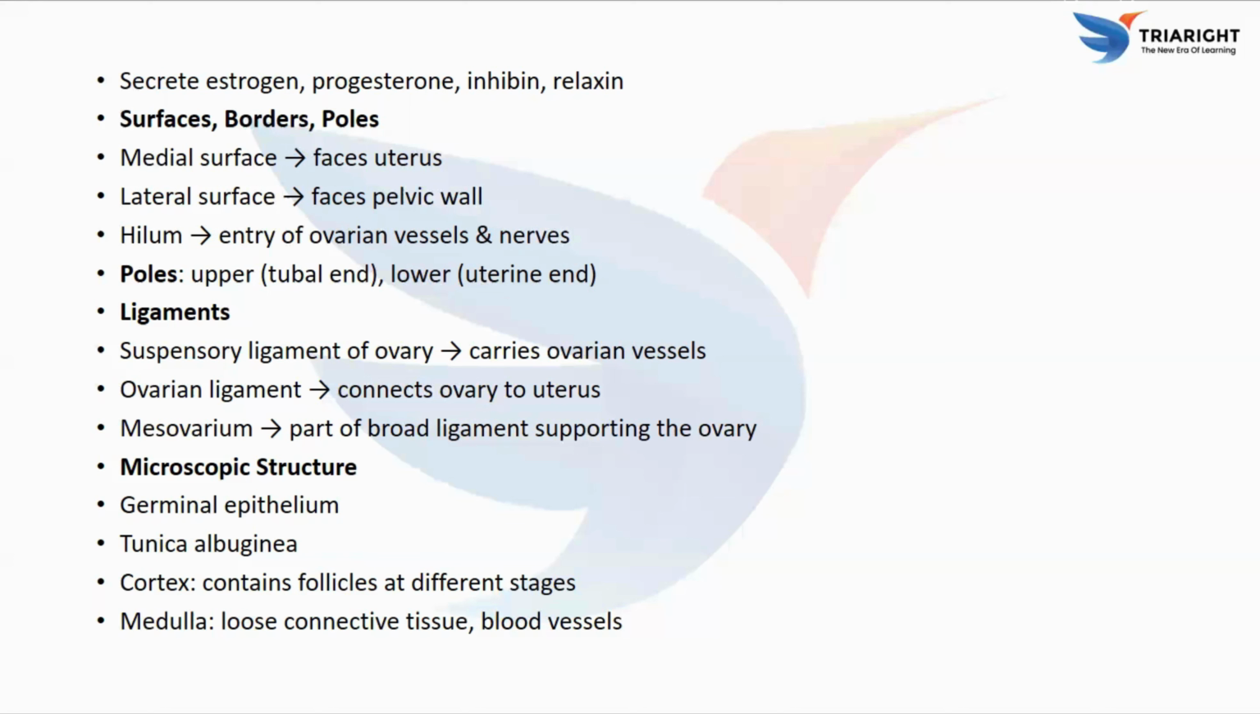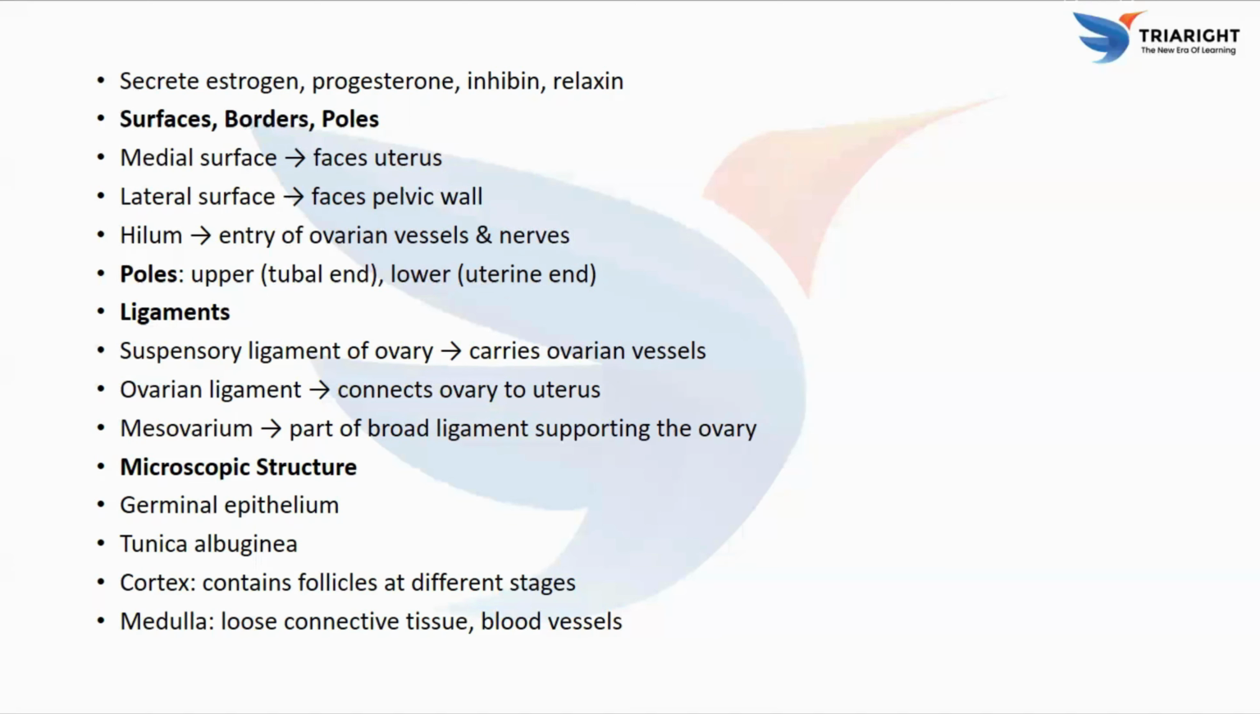And the third structure is cortex, which is the most important part. It contains the follicles at different stages, like the primordial follicle, primary follicle, secondary follicle, as well as the mature or graafian follicle. These follicles I have shown you in the previous slide. The cortex is the place where ovulation takes place, and it is called the egg producing zone.